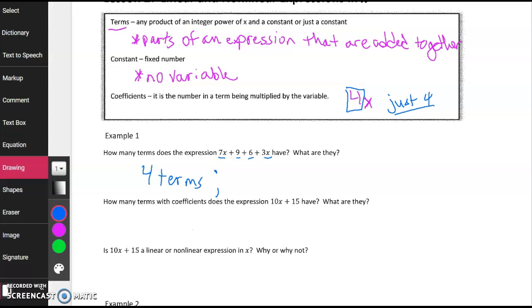And then when it says what are they? Well, you basically rewrite this without the plus signs. 7x is a term, 9 is a term, 6 is a term, and 3x is a term.